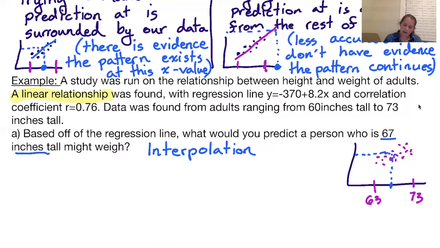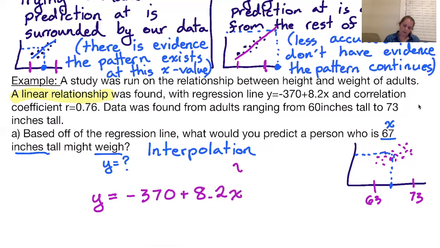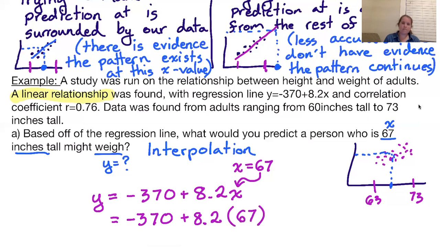67 inches is our x, and we are asking for weight. That's essentially our y. So here we can just plug into our equation. We have y equals negative 370 plus 8.2x. But we are using x equals 67, so we will plug that in. So y is negative 370 plus 8.2 times 67.